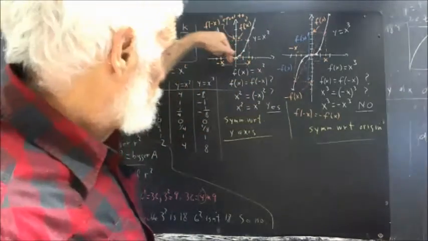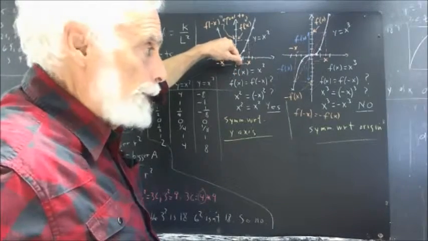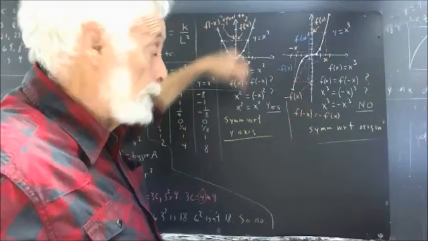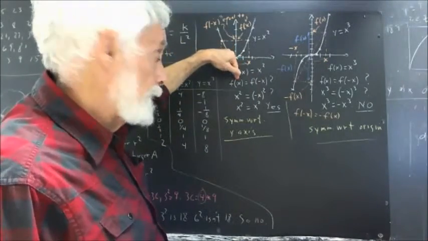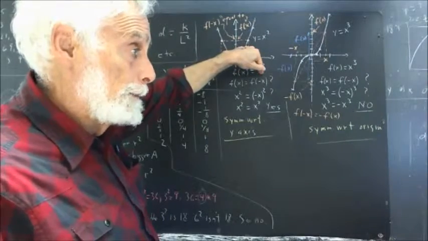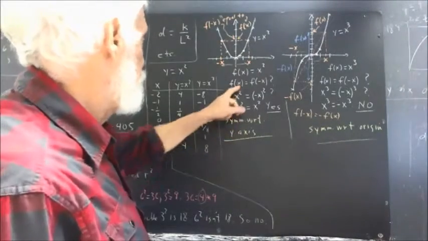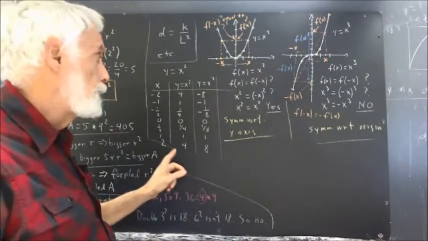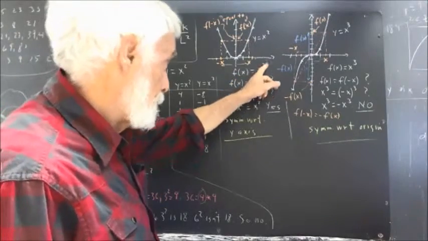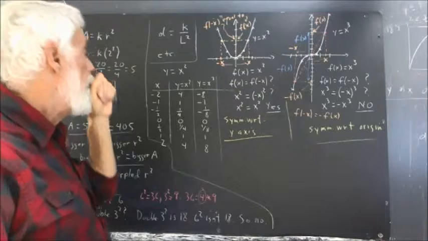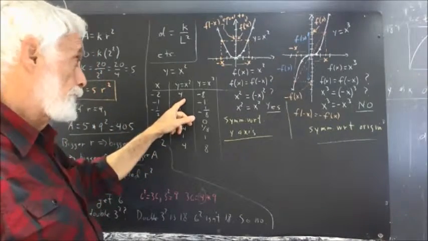The test for symmetry is going to be just this. If the function is f of x equal x squared, I want to use the f of x notation now, is f of x equal to f of negative x? Well, it's certainly true for the squaring function. In other words, for example, f of 2 is 4. If x is 2, then x squared is 2 squared, which is 4. If x is negative 2, then x squared is 4.